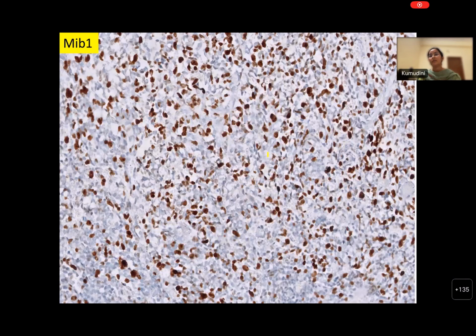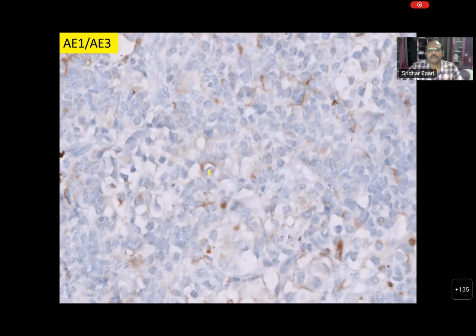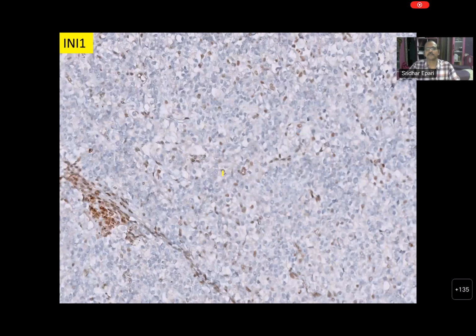Just a MIB1 to show it is a very high grade, a highly proliferating tumor. So that confirms the embryonal state. This is synaptophysin. How will you interpret synaptophysin here? It's weakly positive. It doesn't carry much evidence, but you can say weakly positive. This is cytokeratin. This is also weakly positive in some cells. What does it tell you in direction?